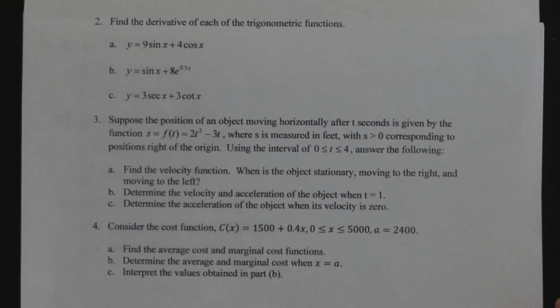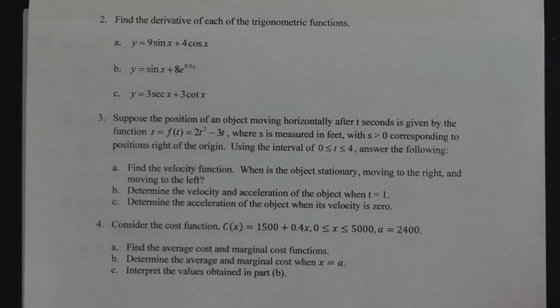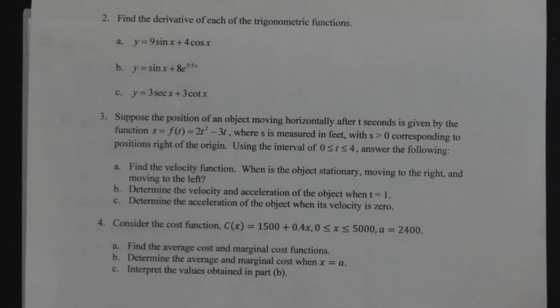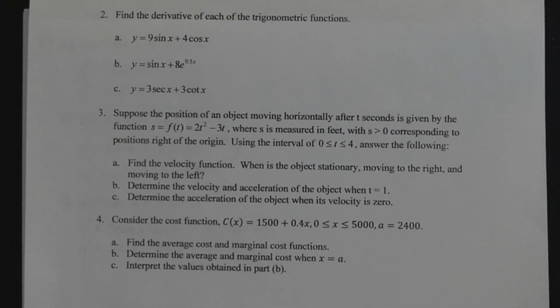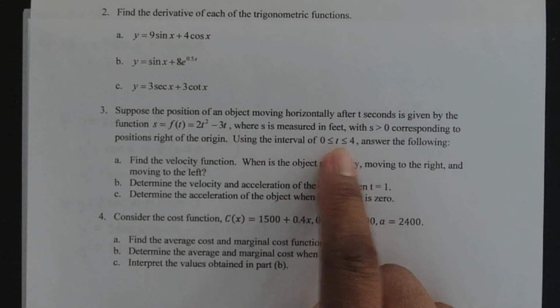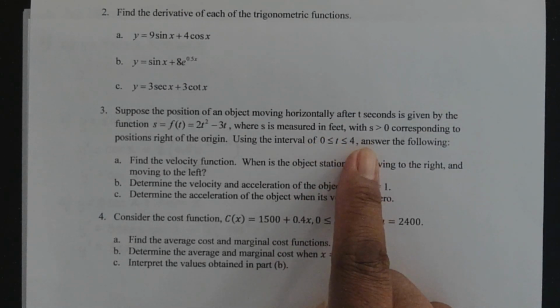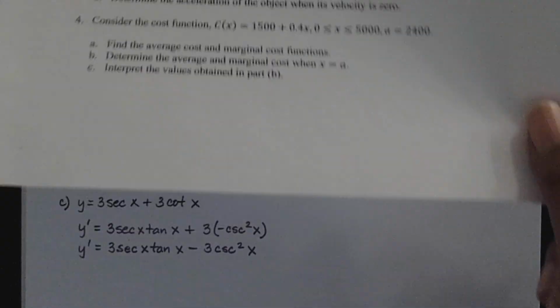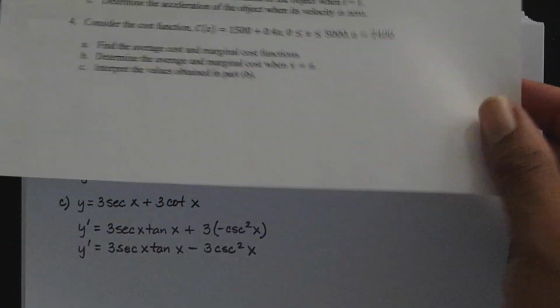All right, now number 3 is where we were dealing with the derivatives as rates of change. In this case, we're supposing that the position of an object moving horizontally after t seconds is given by the function s equals f of t, which equals 2t squared minus 3t, where s is measured in feet with s greater than 0 corresponding to positions right of the origin. And let's say we're using the interval t greater than or equal to 0 and less than or equal to 4. And here we're going to answer the following questions. So in part A, we're going to find first the velocity function.